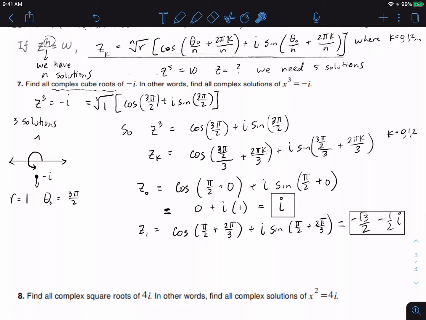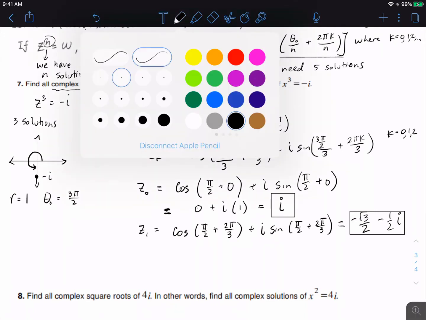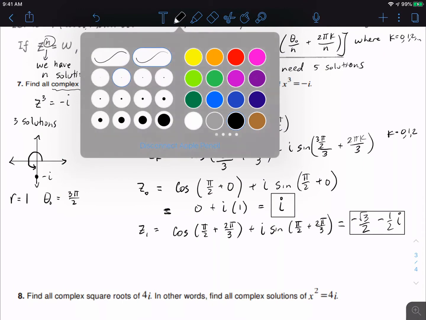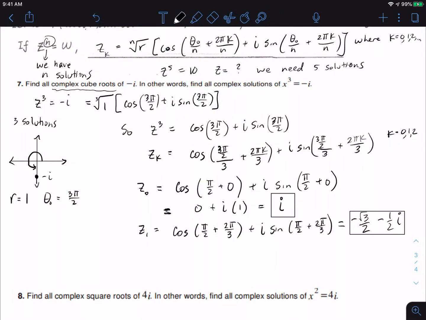Okay, so I'll just show the work so you can see it, and then we'll go from there. All right, so I'm going to get cosine of, and I'm going to get common denominators, right? So this is going to be 3 pi over 6. This is going to be 4 pi over 6. So that's going to be 7 pi over 6. I think I said 10 pi over 6, so I messed up.